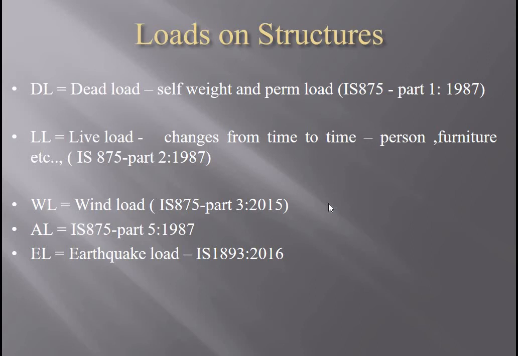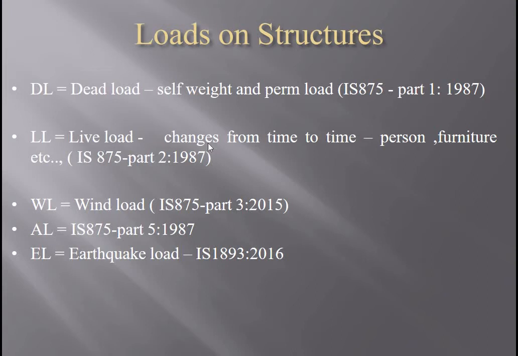Then loads on the structure. This is very important because when we are going to design any structure, we must determine how many and which types of loadings are acting on the structure. Dead load first, DL means dead load. Dead load is the self weight of the structure, and it can be determined from IS 875 part 1, 1987. In this code the material densities have been given, and material density multiplied by cross-sectional area gives the running meter weight.